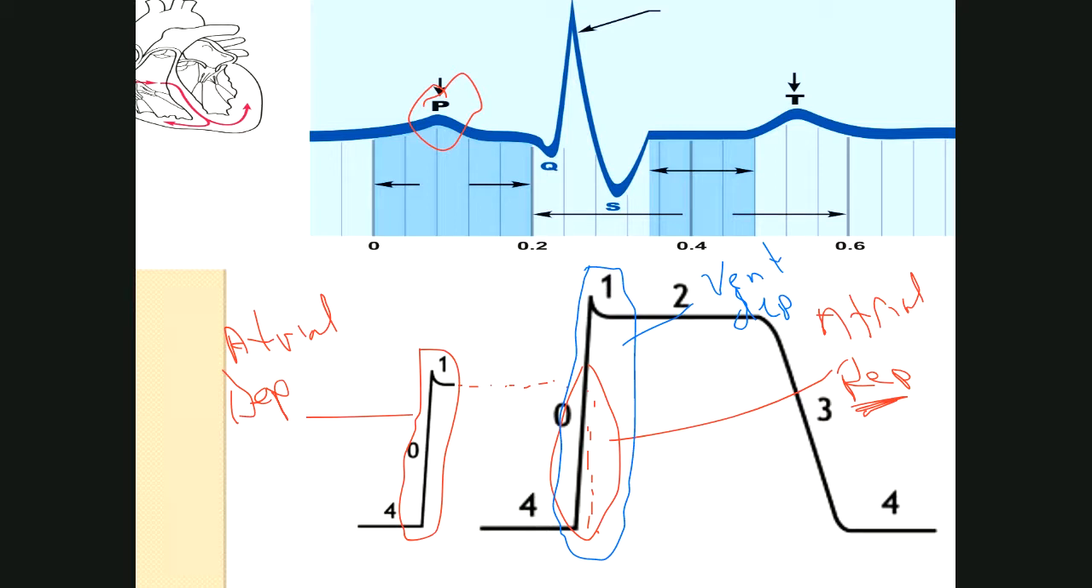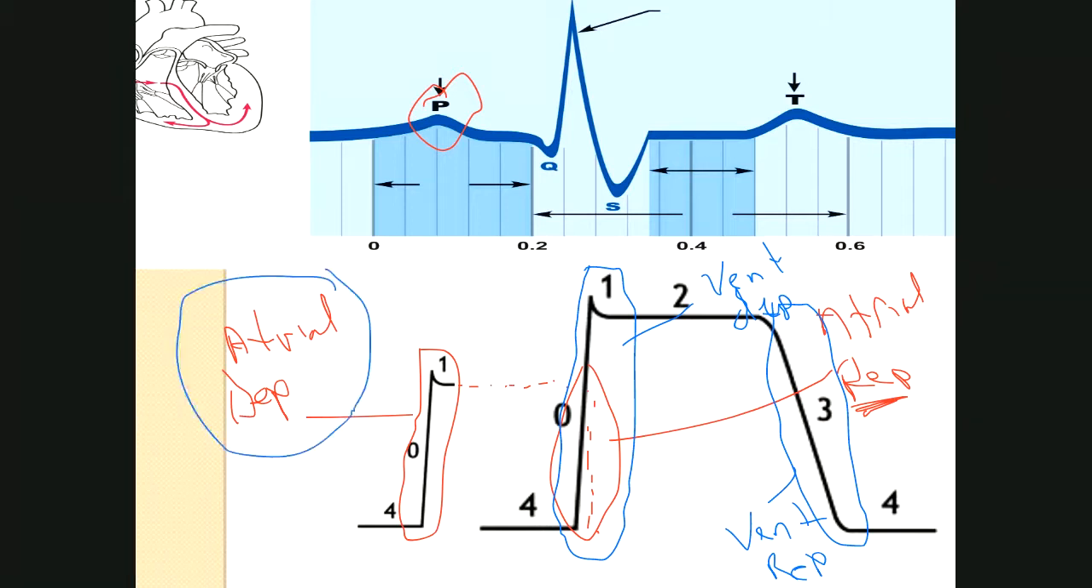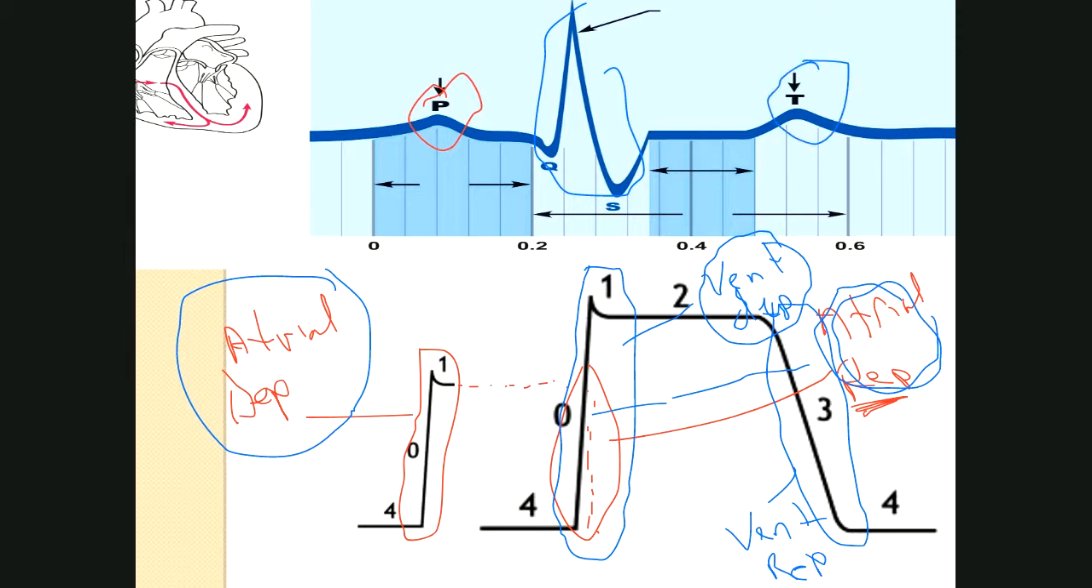And then we have this, which is the ventricles repolarizing. So when we look at the P, Q, R, S, and T, P represents atrial depolarization. QRS represents ventricular depolarization, and hidden inside it is atrial repolarization. And then the T wave represents ventricular repolarization.